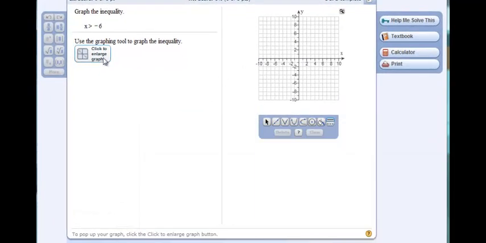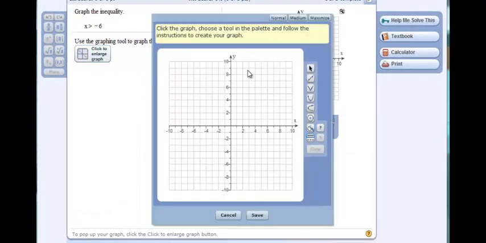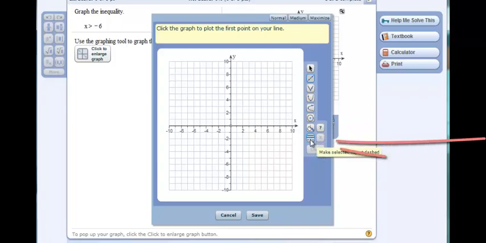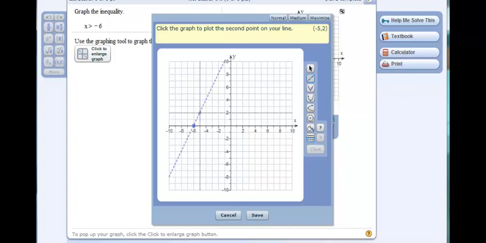So let's click to enlarge the graph. And over here on our line tool, you're going to still select that, but then if you go down right here, you can make the selected object dashed, which is what you want to do. So click that, and it's going to let it be a dashed line. So it says x is greater than negative 6, so we need to go over to x is negative 6 and graph a vertical line there. And right there you see they made it into a dashed line.